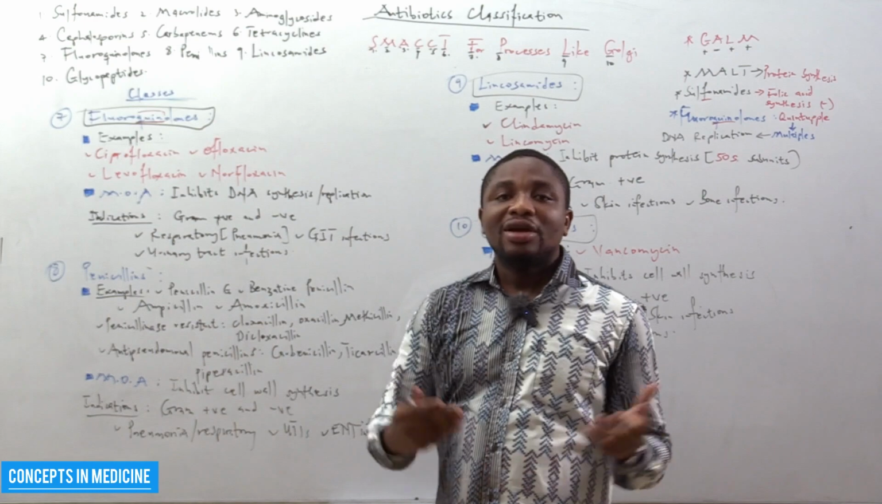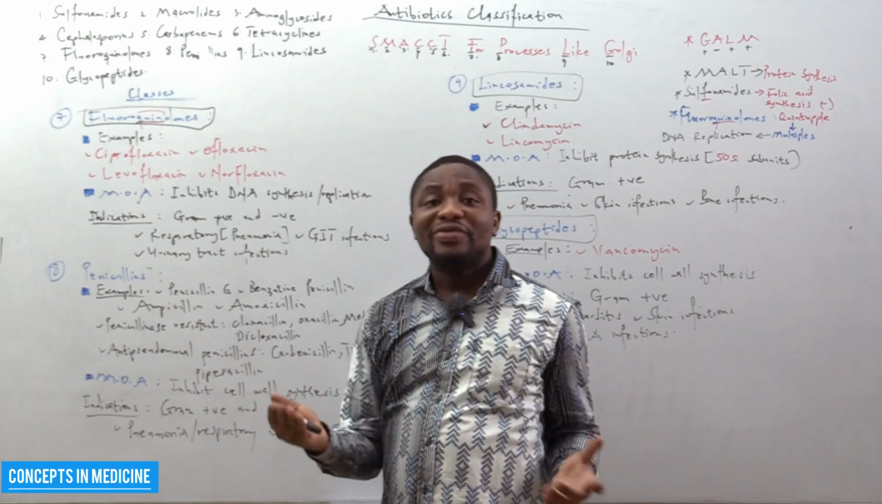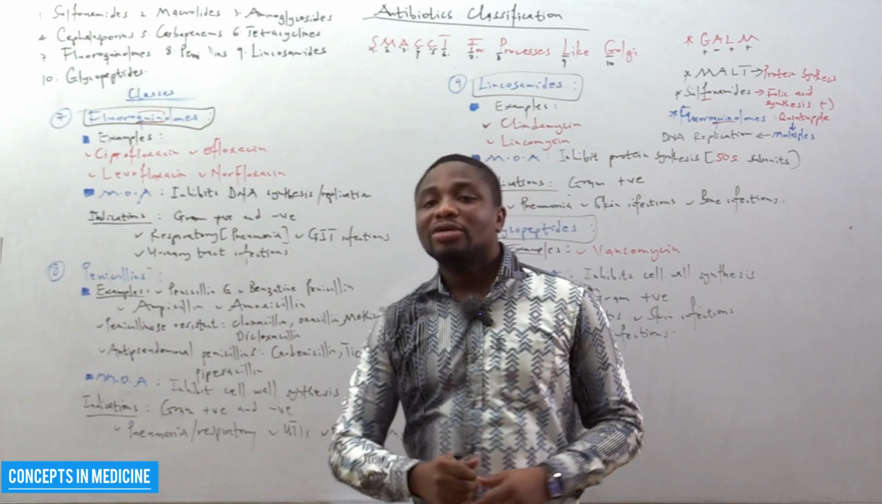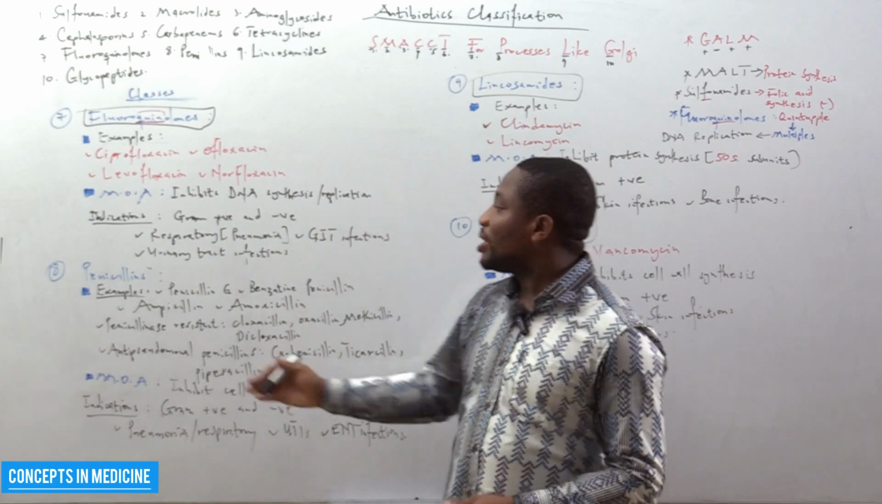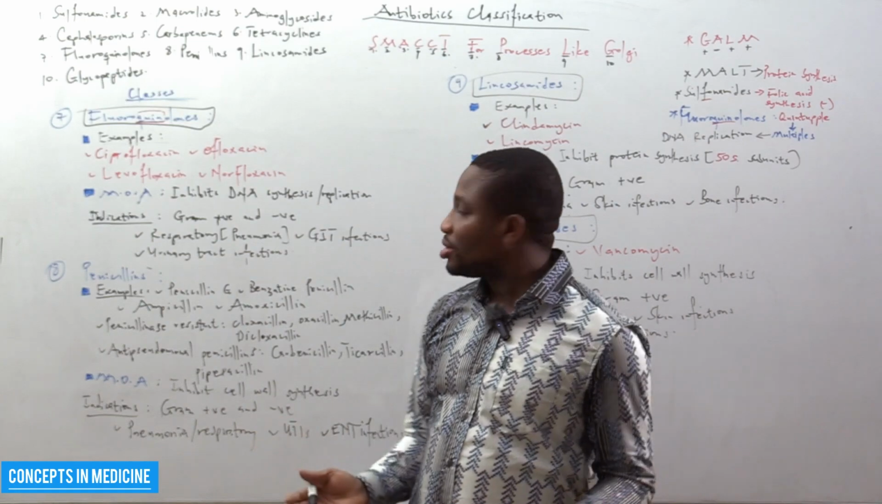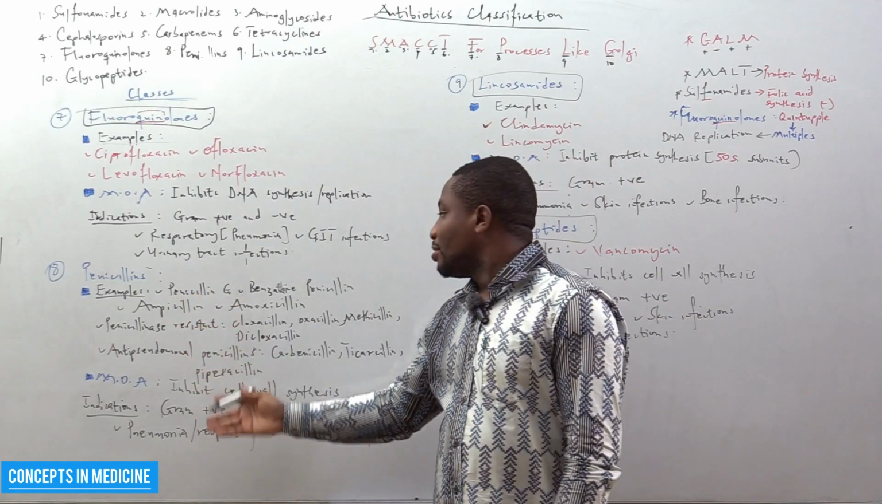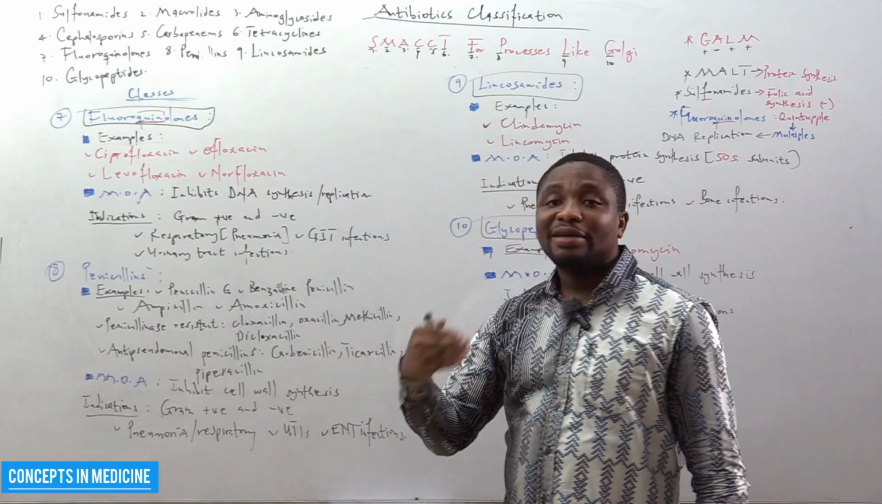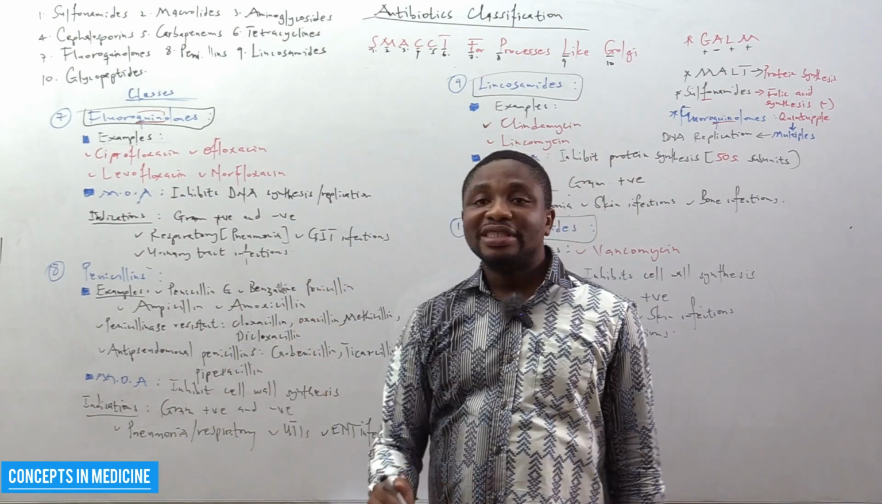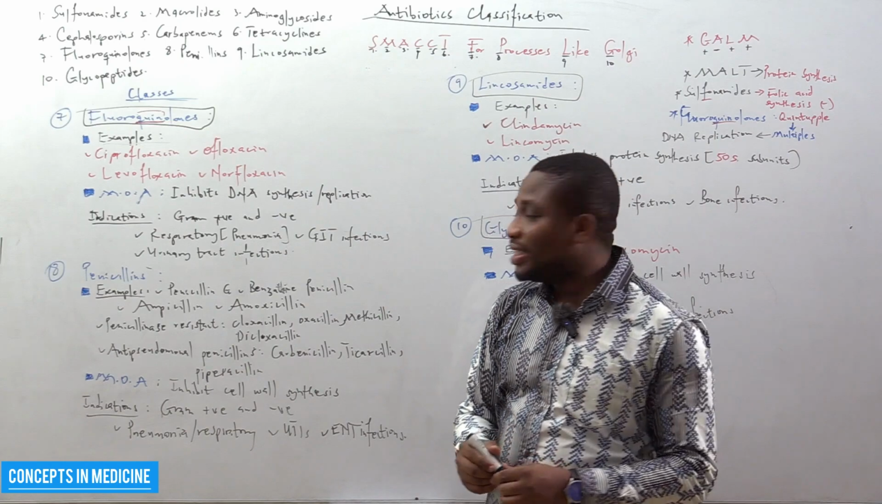And what are some of these conditions? We are talking about respiratory infections such as pneumonia, gastrointestinal tract infections and urinary tract infections. The next one is the penicillins. What are the examples? Penicillin G. We can even think of penicillin V, aqueous penicillin, crystalline penicillin, benzathine penicillin, ampicillin, amoxicillin.